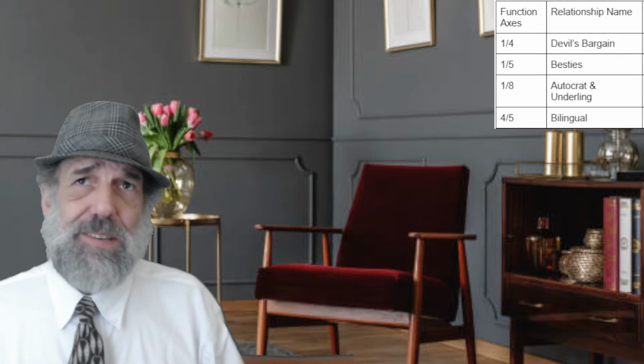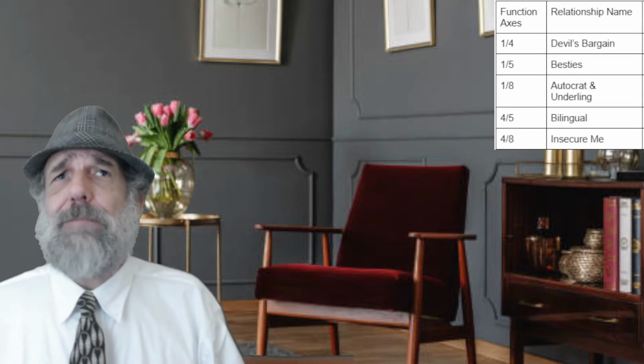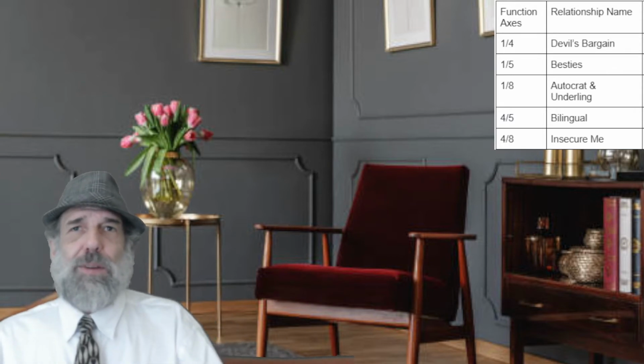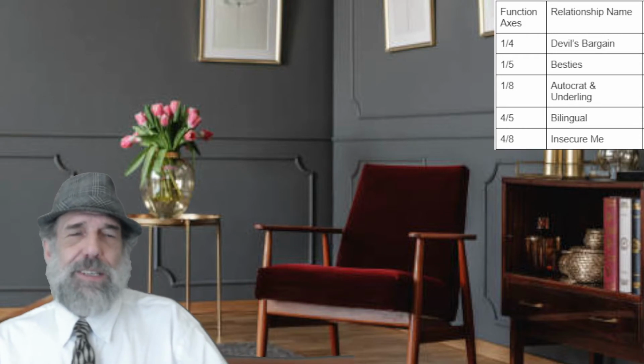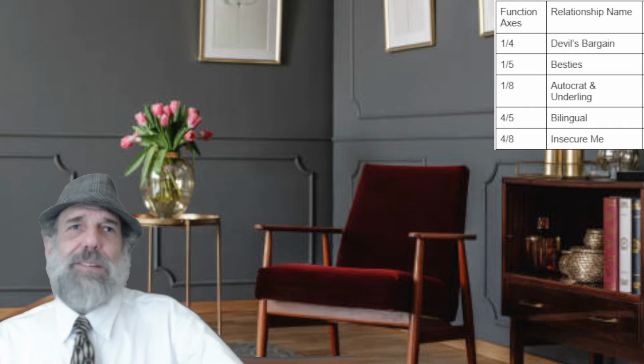Now let's go down to the next one. 4-8, insecure me. This insecurity expresses in two different ways. 4 is, yeah, you're right, I'm shitty at that. It's self-deprecating. 8 is actually insecure. You get your feelings hurt if you get critiqued on your 8.